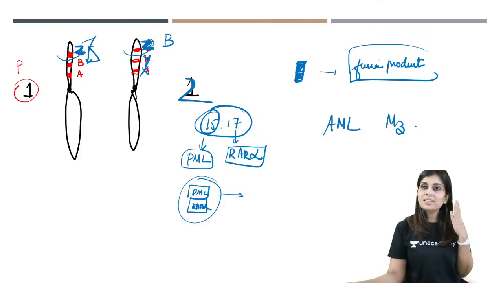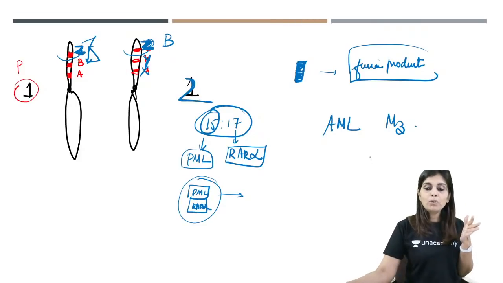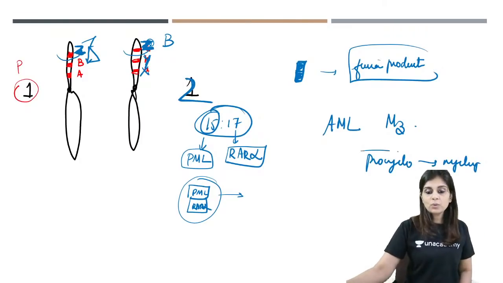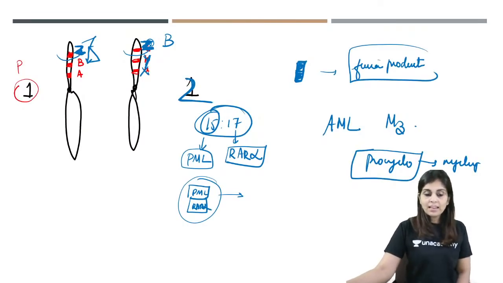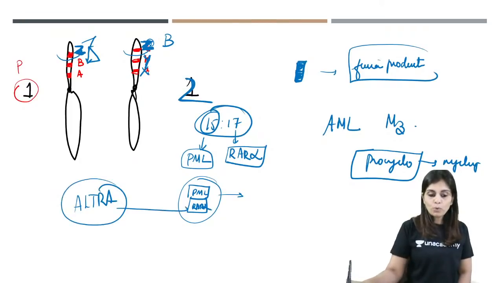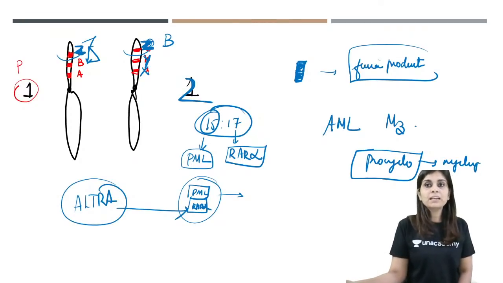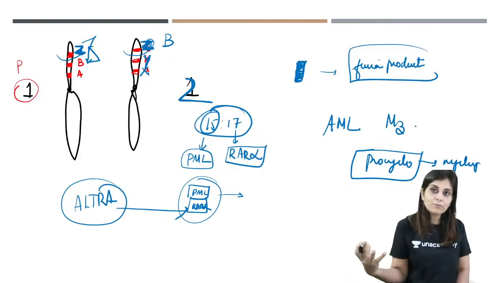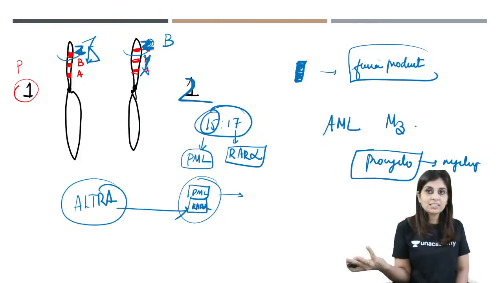So there is a differentiation arrest. Promyelocytes are not able to get converted to myelocytes. That is why it results in promyelocytic leukemia. And this can be treated by giving all trans retinoic acid, which supports more function of retinoic acid receptor alpha, and that supports differentiation of promyelocytes into myelocytes.